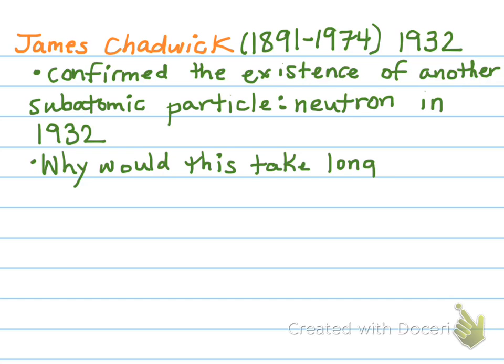So why would it take longer to discover that there's a neutron in an atom? Remember, a proton has a positive charge, an electron has a negative charge. A neutron doesn't have any charge at all. So this took longer because it was a lot harder to discover that there was yet another particle within this atom that didn't have a charge.